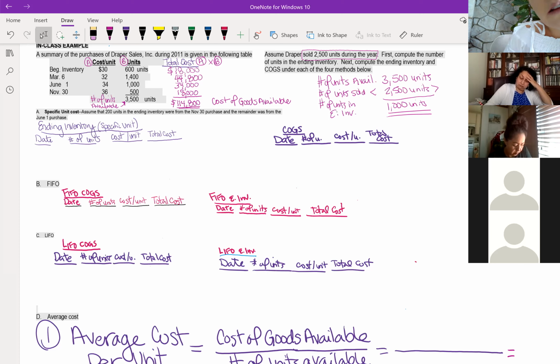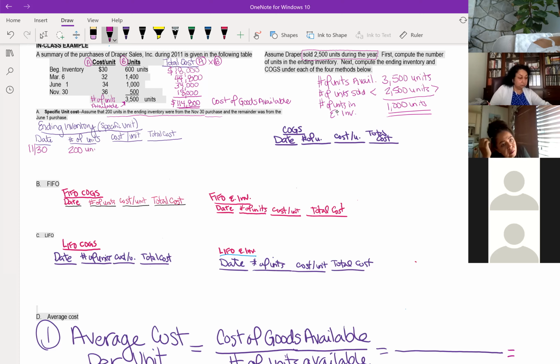So the first part that they give us is assume that 200 units in ending inventory were from the November 30th purchase. So they're giving us not the units sold, but they're giving us the units in ending inventory. So in ending inventory from the November 30th purchase, 200 of those units were not sold. They're sitting and still available.